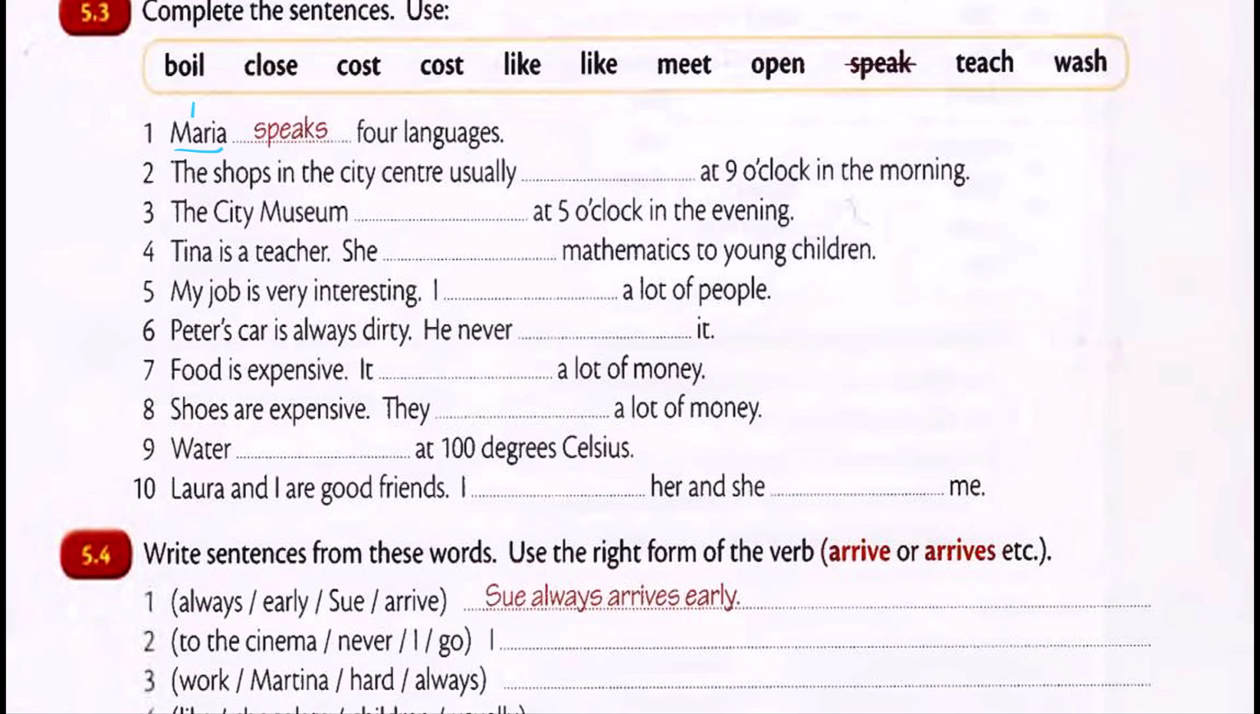Maria is one single person, so we need to put a verb showing one single Maria, one single person. The shops are more than one. The shops in the city center, usually at 9 o'clock in the morning. And this is the complement of the sentence. So here we need a verb. It's quite clear that we do need a verb. At 9 o'clock in the morning, most of the shops around the world start to work. So we need to put open.